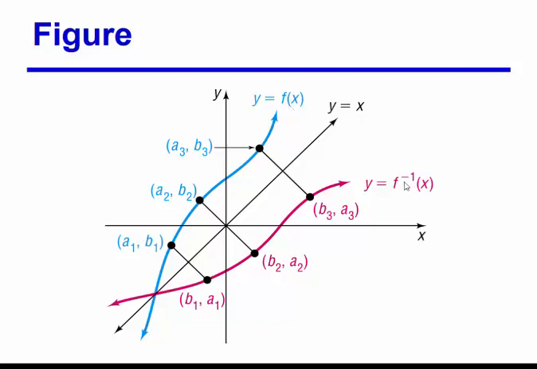So this is f of x. This is the inverse of f of x. So you can see a3, b3. So the domain here is a1, a2, a3. The range is b1, b2, b3.